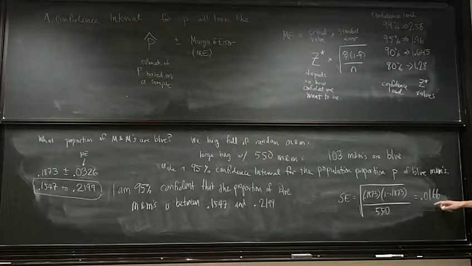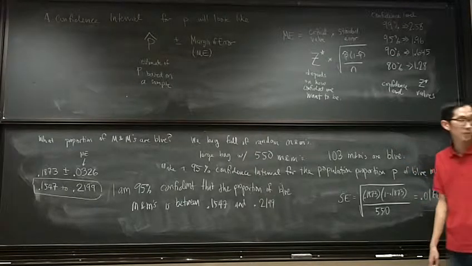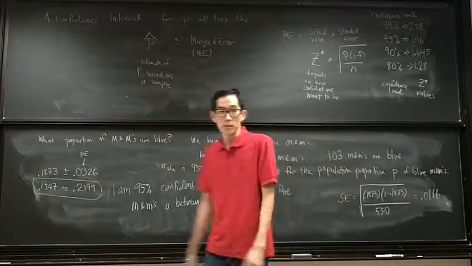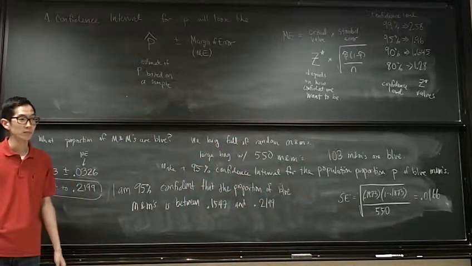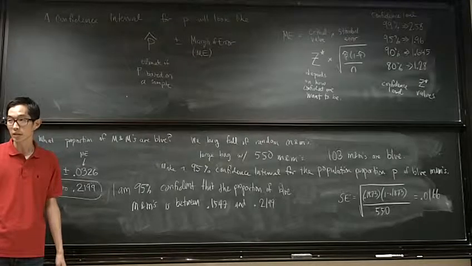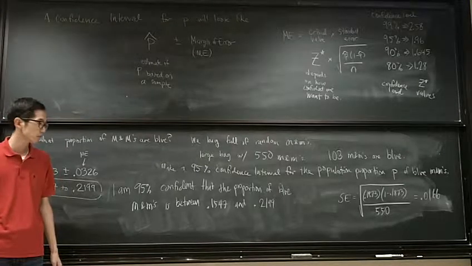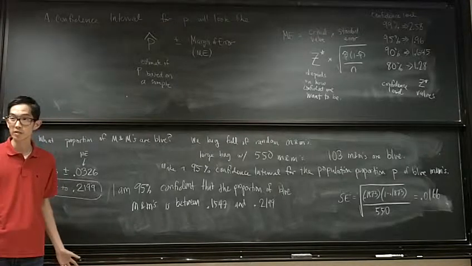I just did 0.0166 times my z star. What's my z star? Punch in your calculator 0.0166 times 1.96, and you should get 0.0326. All right, is this good?